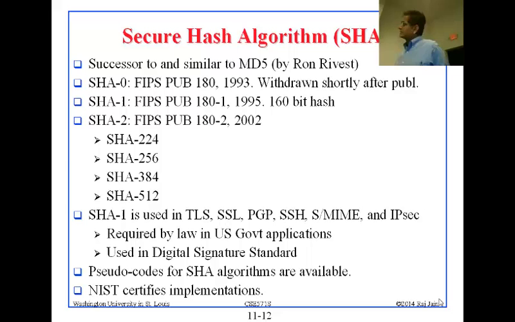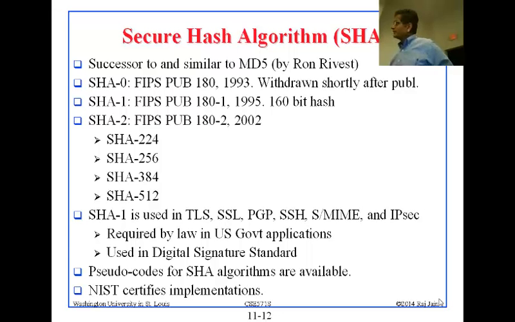Now SHA-1 produces a 160-bit hash. And SHA-2 produces 224, 256, 384, 512, different versions. Now SHA-1 is in common use. It is used in TLS, SSL, PGP, SSH, S/MIME, and IPsec. I hope you know all of these words. TLS is Transport Layer Security, which is the same as SSL. SSL is the old name for the old version of the protocol. When you use HTTPS, you are using this hash SHA-1 somewhere in that SSL.